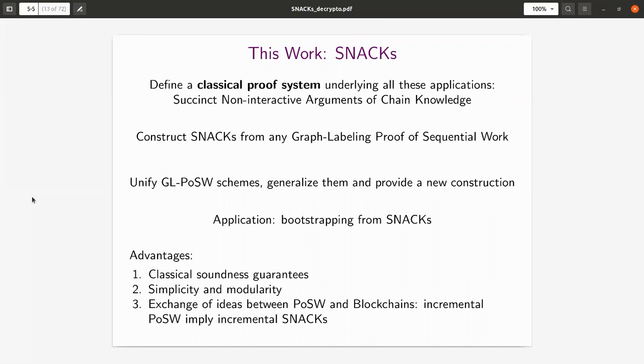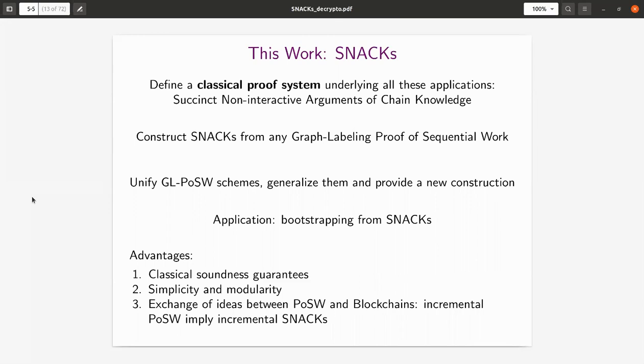The advantages of this approach that we take is that we have classical soundness guarantees. If the verifier is speaking to a prover, there's some soundness guarantees, meaning if the prover is malicious, there's some quantifiable soundness guarantees that the verifier has. We see this framework as providing simplicity and modularity in the design and analysis of these applications. And interestingly, it allows also for exchange of ideas between the world of proof of sequential work and blockchains. And one of these exchanges is that you inherit a lot of the good things in the proof of sequential work world into the blockchains.